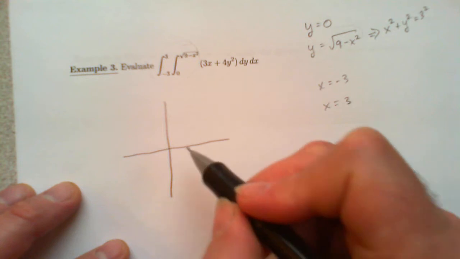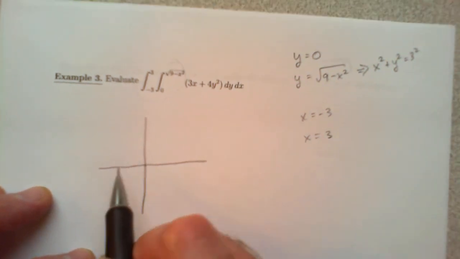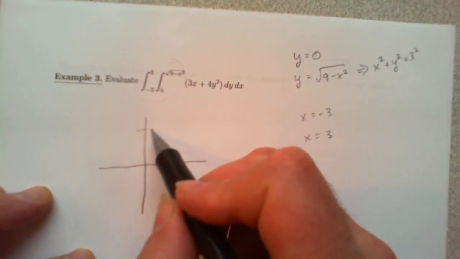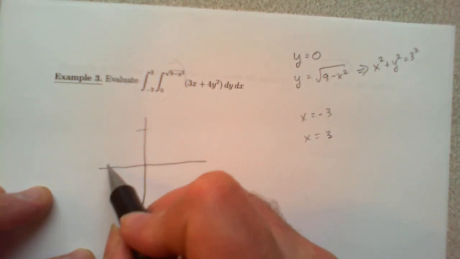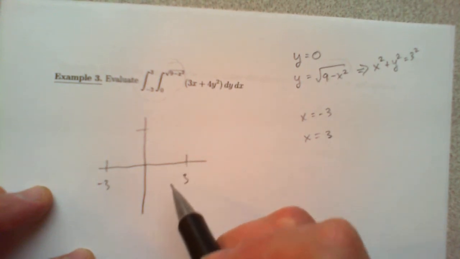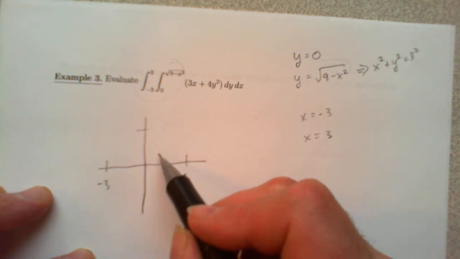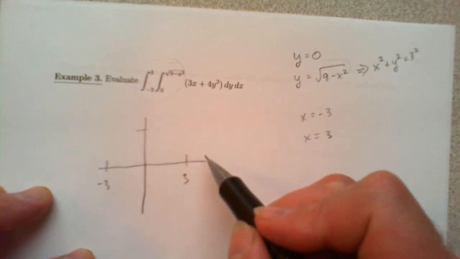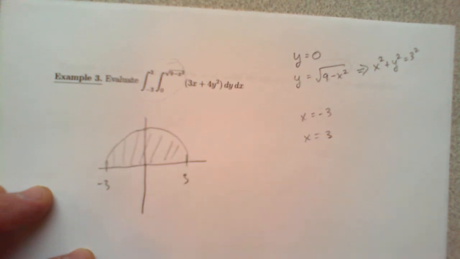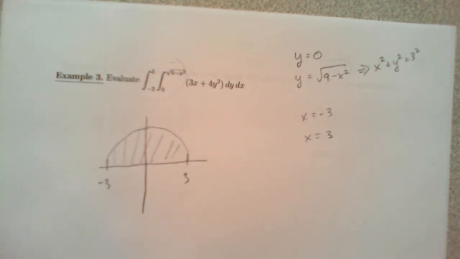Alright, y goes from 0 up to this function. X goes from minus 3 to 3. So as y varies from 0 to the function, what we're looking at here is this upper semicircle. So that's what we have to integrate over for this change of variables.